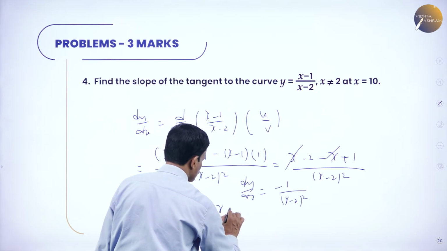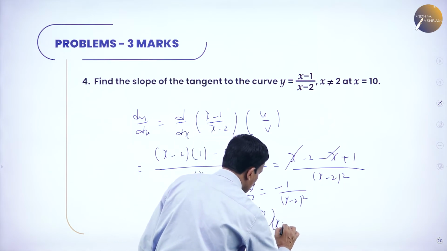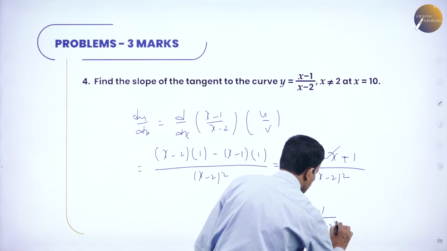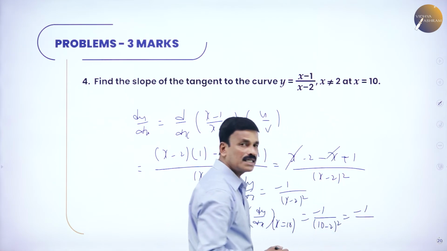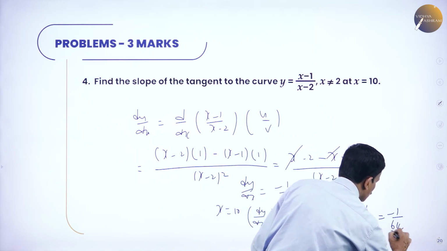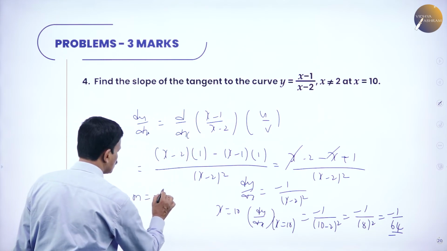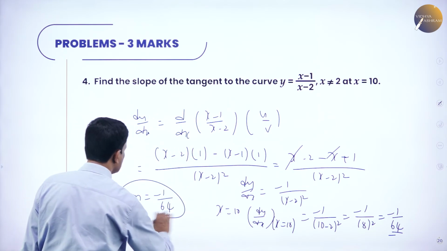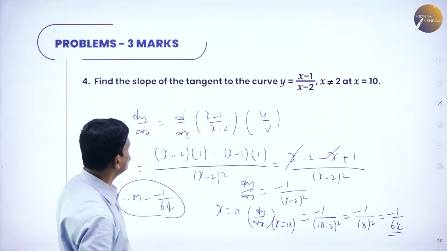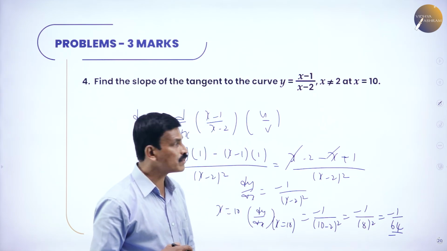Now put x is equal to 10. So dy by dx at x is equal to 10 is minus 1 divided by (10 minus 2) whole square. That is minus 1 by (10 minus 2 is 8) square. 8 8s are 64. Minus 1 by 64. So therefore the slope m is equal to minus 1 divided by 64. That's it. At x is equal to 10, the slope of the tangent to the curve is minus 1 by 64. Okay.